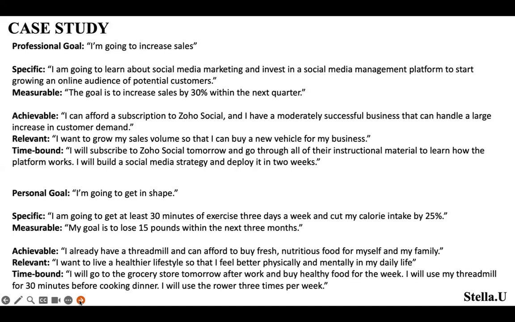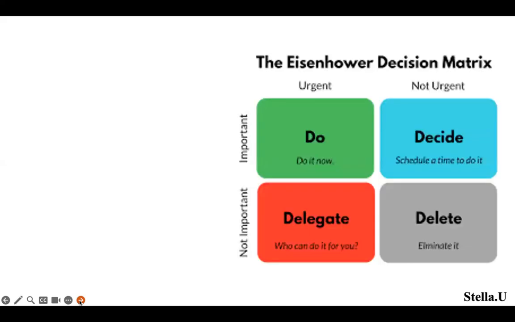What do I need to do? I need to go to the grocery store tomorrow and buy what I will need for the week. And I will use my treadmill for 30 minutes before cooking dinner. And I will use the rower 3 times. So the person is already telling you how they want to achieve that goal. So this person is more serious than somebody who just says, I want to lose weight or I want to become trimmer. That person is just giving you the big picture. Make it granular. That is what goal setting is supposed to do for you.